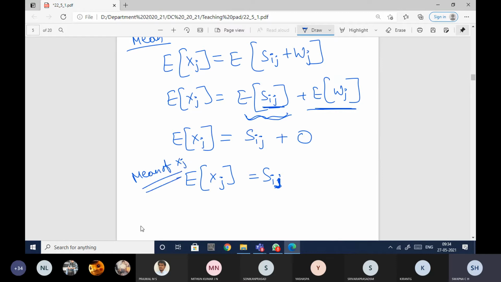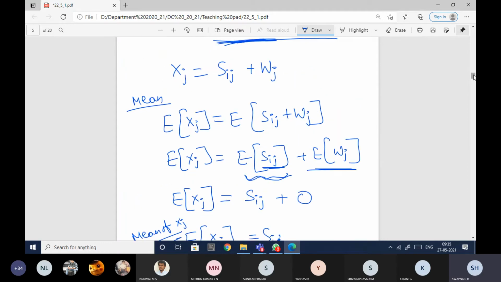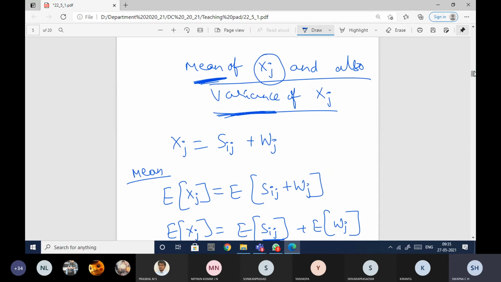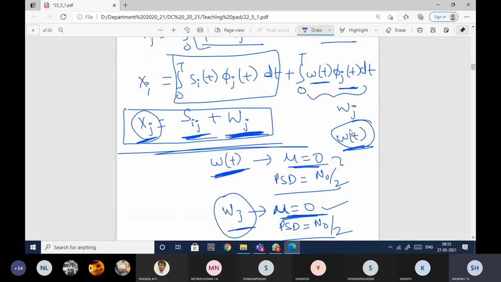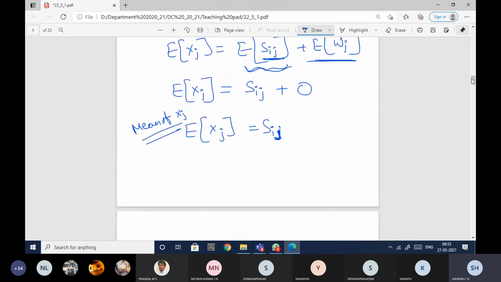In the exam, you need to do this mean of xj also. If they just ask you as I've asked in your question paper, you can just wind up here. But if they're asking you to derive the mean, you need to do this derivation as well.